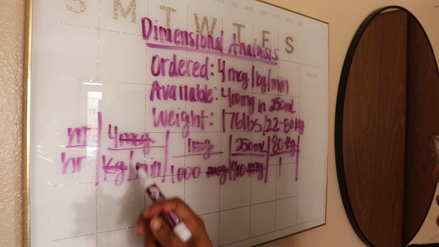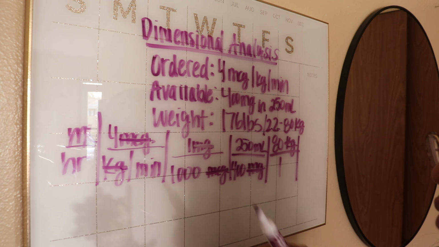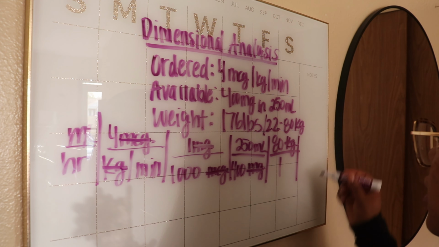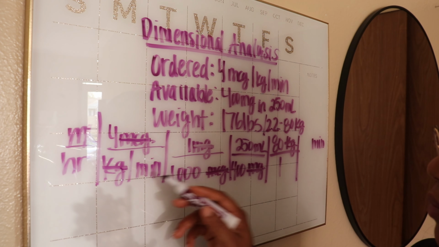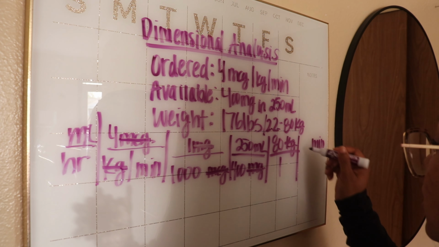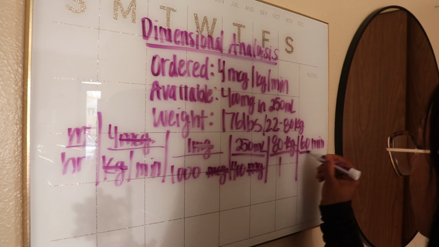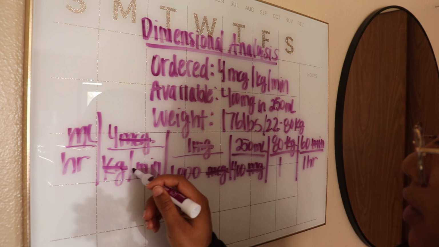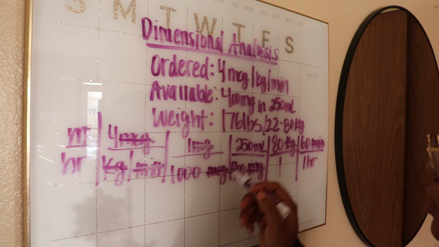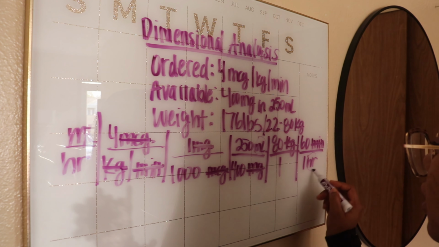But we still got minutes to convert, because we need to end up with milliliters per hour, not milliliters per minute. So since minutes are on the bottom, we need minutes on the top. How many minutes are in an hour? 60. And then we have 1 hour on the bottom. The minutes cross off, and now everything that's crossed off is crossed off and converted. We are left with our milliliters and our hour.